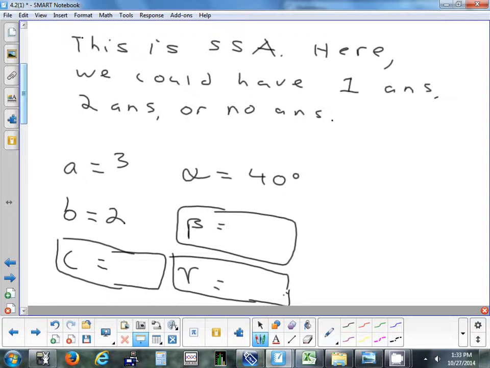Okay, can we use Pythagorean theorem to get C? Nope. Why not? Right, we don't know any of the angles. We don't have an angle here that's 90. Gamma could be 90. We don't know. We haven't solved it yet. But we can't assume it's 90.